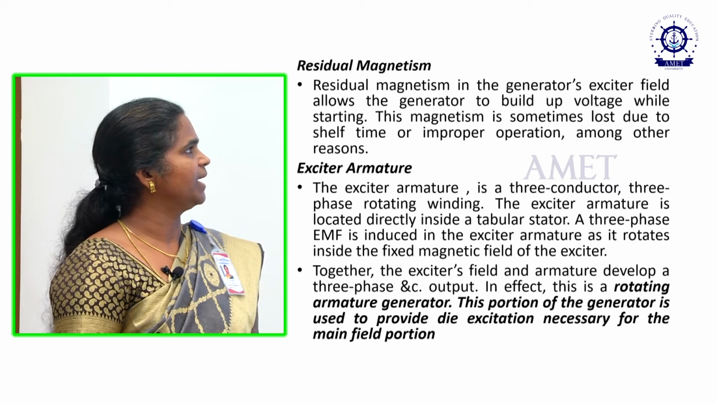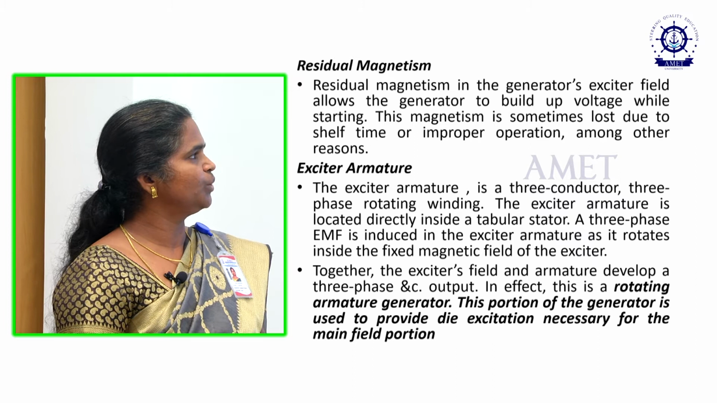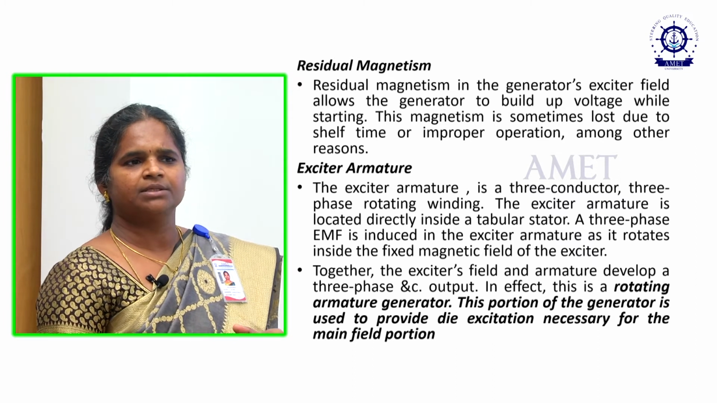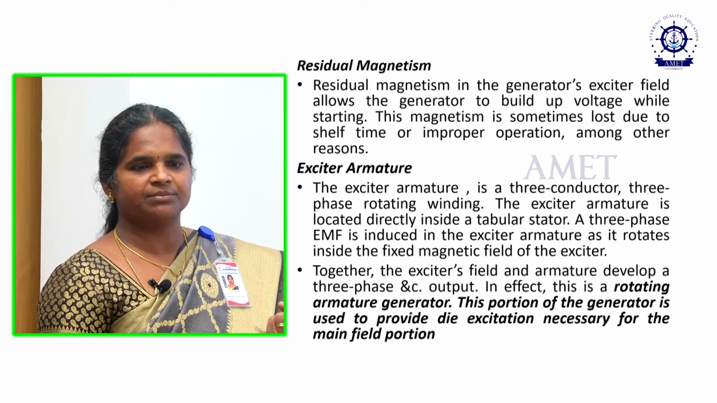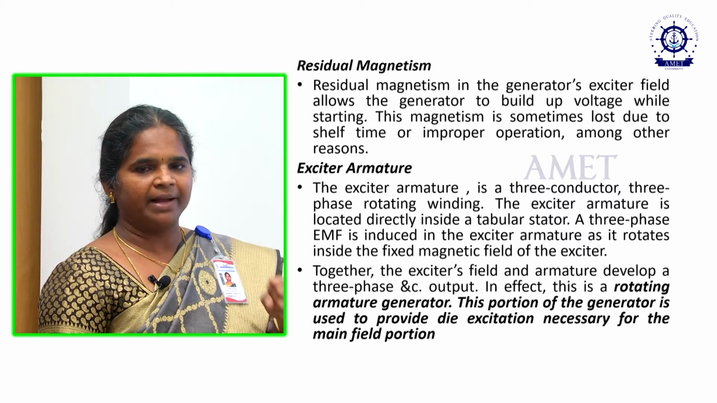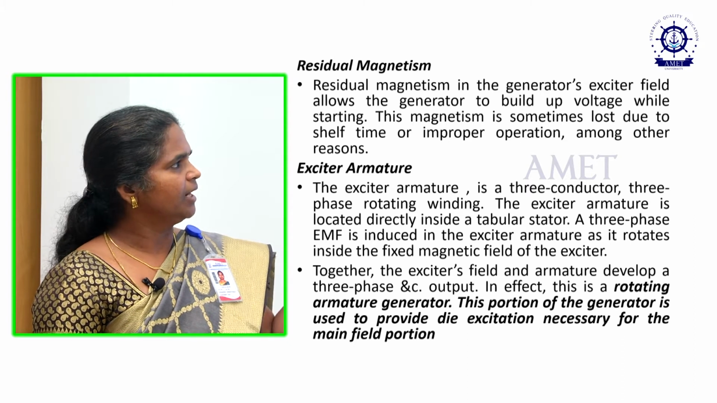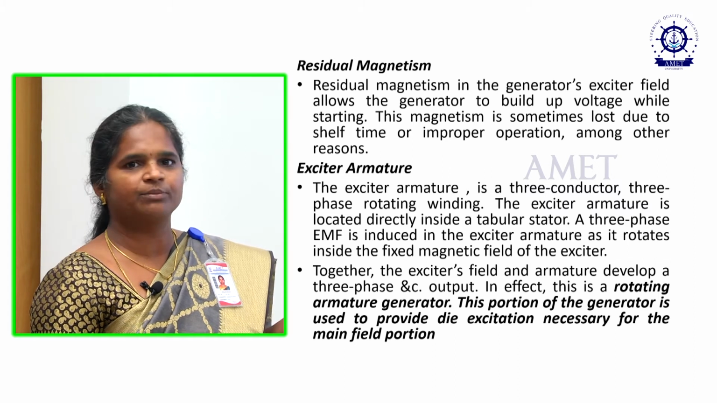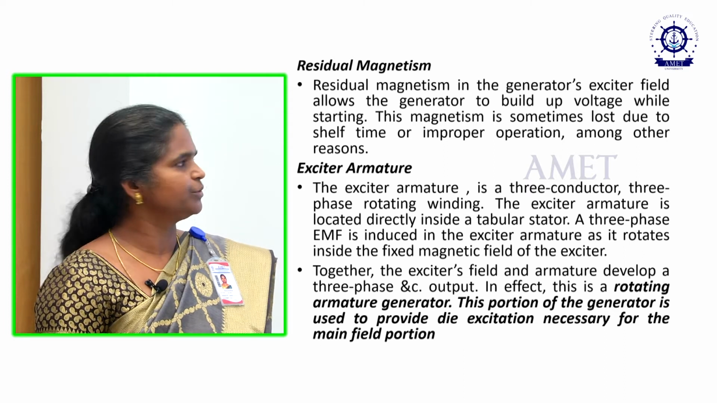So what is residual magnetism? Residual magnetism in the generator exciter field allows the generator to build up voltage. Residual magnetism is nothing but, suppose the machine has been used already, there will be some magnetism left. It is a hysteresis property. It is the magnetism retained by the magnetic poles. Due to this residual magnetism, some of the generators initially develop EMF. These magnetic field lines will be cut by the armature conductor, then EMF is induced. So this is the use of residual magnetism.